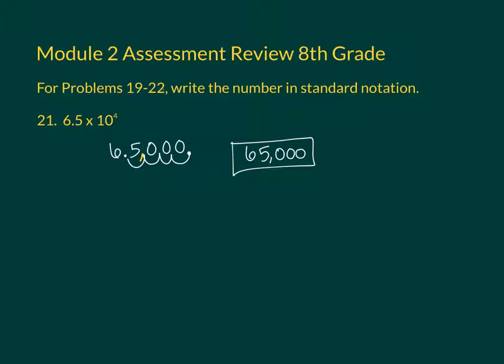You can also see if you're really good at going from standard to scientific, do it backwards. So now say, okay, what if I were going to take this number, if I was given this number originally, and want to go back to scientific notation? I'd move the decimal 1, 2, 3, 4. 6.5 times 10 to the 4th, and make sure that those answers match.